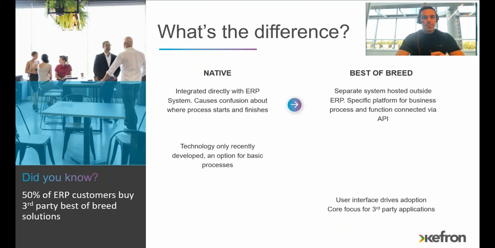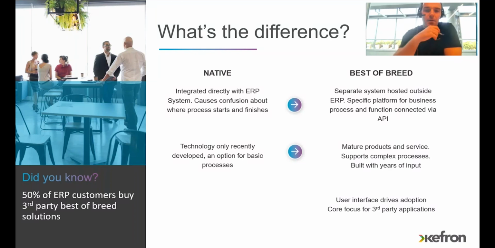Next, for most of the native functionality, so for AP or accounts receivable, most of those processing solutions that native ERP systems are providing to customers have only recently developed, right? So they're relatively new to the market, and they're good options for basic processes. A lot of our customers who are now customers but would have already trialed the native functionality will come to us after a few months of using it, and they'll talk to us about the fact that our solution is a mature product and service. It supports complex processes, and it's clear that it's been built with years of input, right?